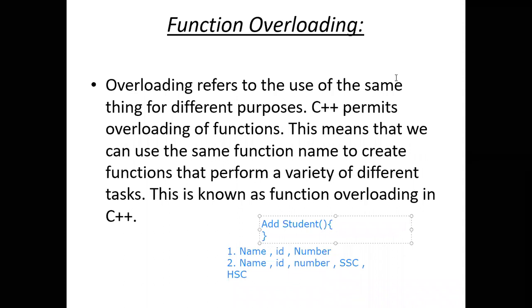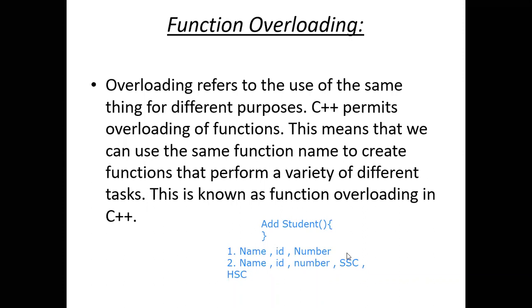So we have this function add student in our student management system, where we have two options. We can create a student with these three variables, name, ID, number, or we can add this student with name, ID, number, and SSC, HSC. Both have the same purpose, adding the student, but in the second case you need to have all the information, while in the first case it might happen that all the information is not available. So for now you only create the student with these three pieces of information.